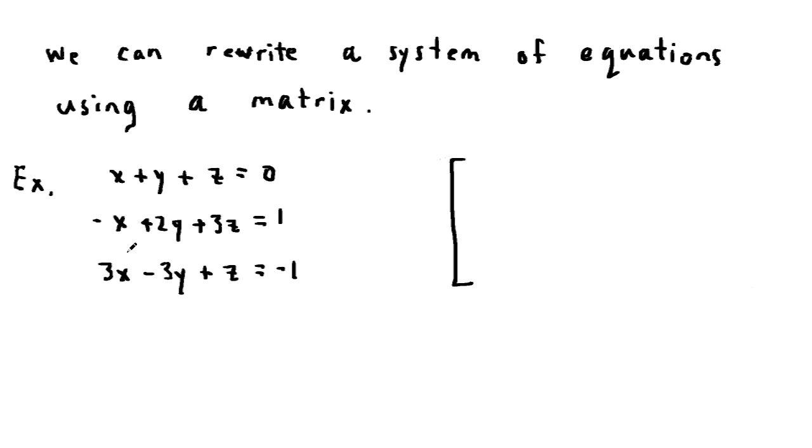Now the way we do that is we look at the coefficients of the variables in this system of equations. So look at the first equation. We see the coefficients are 1, 1, and 1. So let's write that here: 1, 1, and 1. On the right hand side, we have the constant 0, so we'll write that here.